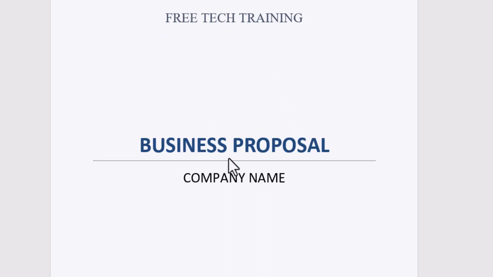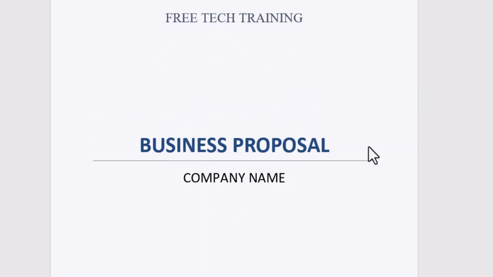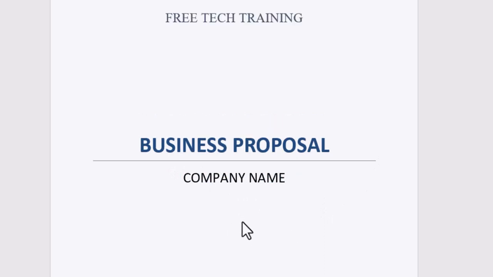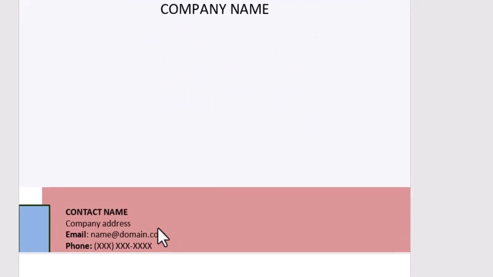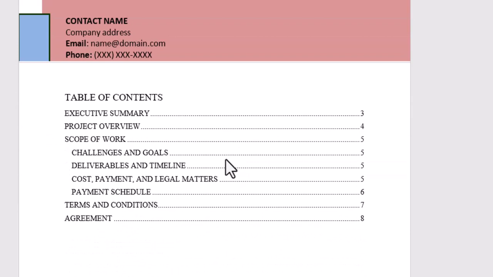The very first page is where you put your company's name and your logo, and you can also call it the business proposal document with the company's name here. Then the company's address, email ID, phone number, and also fax if you have any, can be there. The next page is the table of contents.